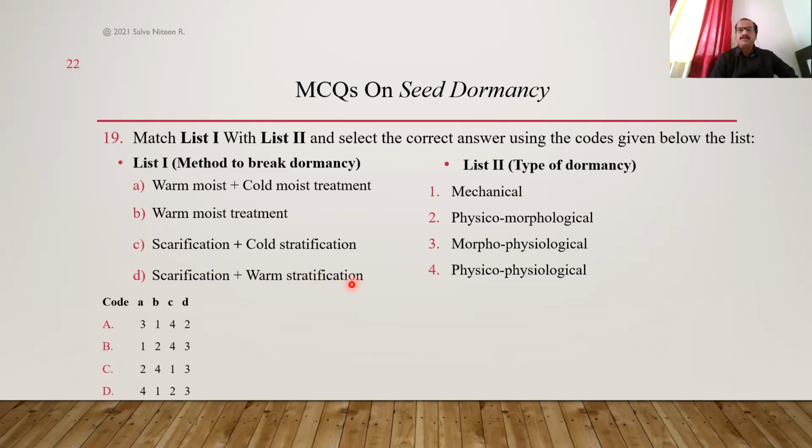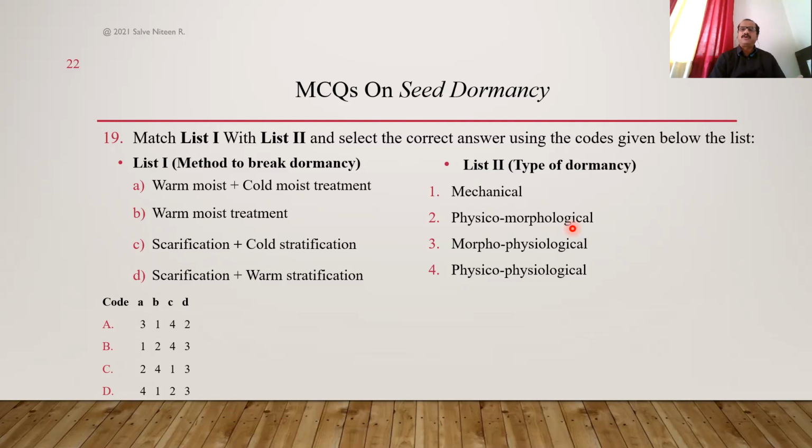Now you will ask the question that why morphological dormancy, which is a type of endogenous dormancy, and mechanical dormancy, which is a type of exogenous dormancy, they can be broken by the same method, warm stratification. The answer here is that in both the types of dormancy, mechanical dormancy and your morphological dormancy, there is involvement of embryo. Here, embryo is not able to grow and expand.